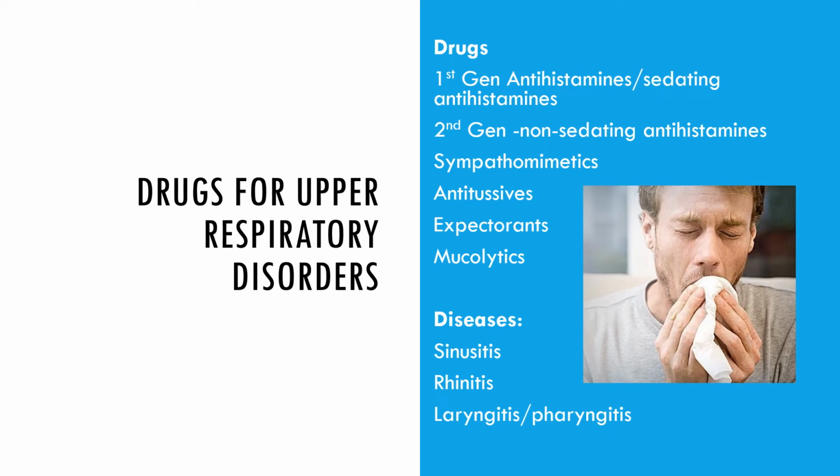So let's move on to drugs for the upper respiratory disorders. We have first-generation antihistamines or sedating antihistamines. Then we have second-generation antihistamines or non-sedating antihistamines. We have sympathomimetics. Yes, I said that correct. Antitussives, expectorants, and mucolytics. And the diseases that we're going to treat are sinusitis, rhinitis, laryngitis, and pharyngitis.